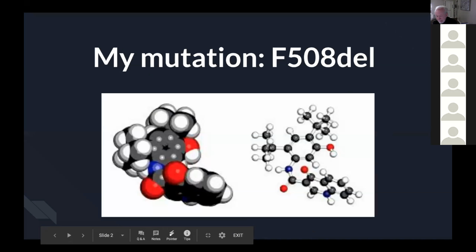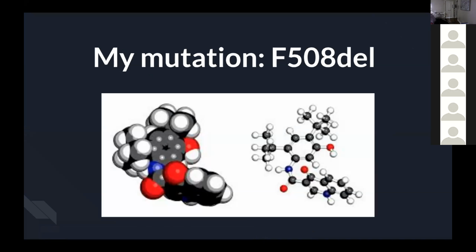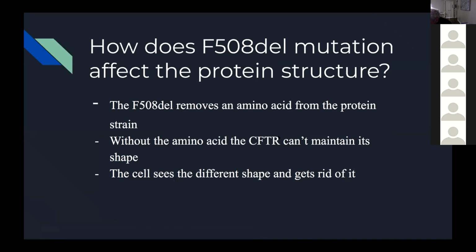So the mutation that I chose is the F508del mutation, and it's the most common mutation, and it's considered to be the processing mutation, and it's class 2. The F508del removes a single amino acid from the CFTR protein, and without the building block, the CFTR protein is unable to stay in the 3D shape because it's missing that piece. So then the cell cannot recognize the protein, and it gets rid of that whole strand.